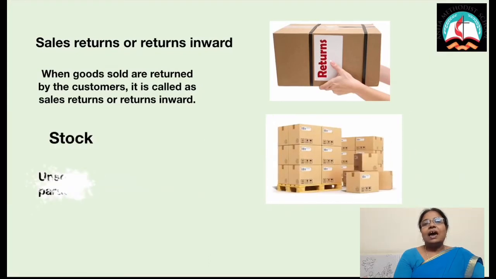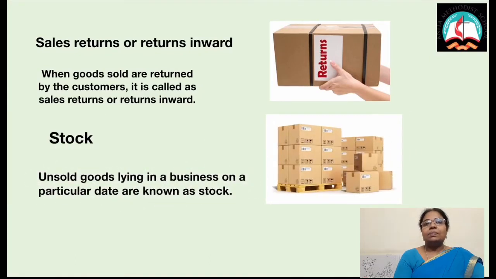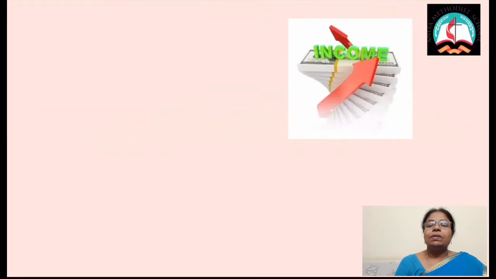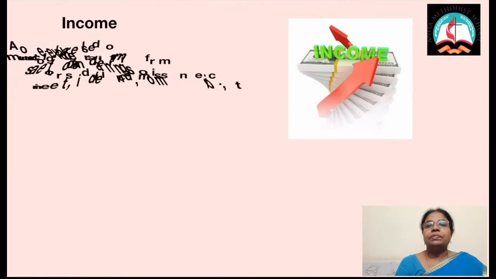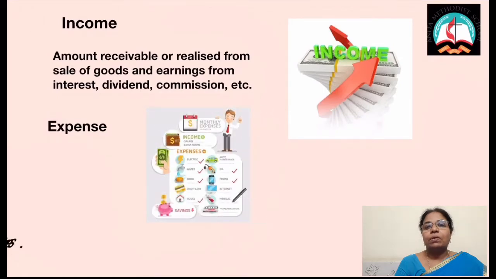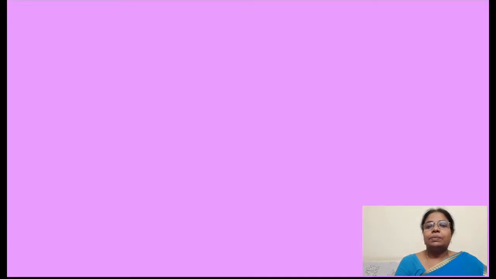Stock. Unsold goods that are lying in the business on a particular date are known as stock. Now we will see about income. Amount receivable or realized from sale of goods and earnings from interest, dividends, commission, etc. are called income. And the next one is expenses. Any amount incurred in the purchase or sale of a product is called an expense.